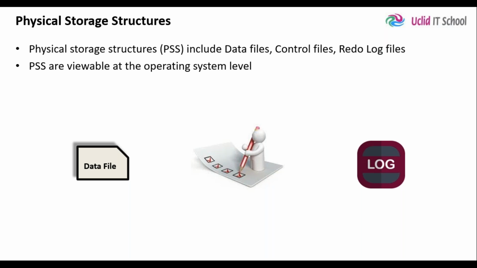Suppose when you create a data file, it is visible at OS level. When you create a control file, it is visible at OS level. So all these database files are visible at operating system level. That's why they are called physical storage structure. So ultimately, your data will be stored in one or more files. So every database has three types of files: data files, control files, redo log files.